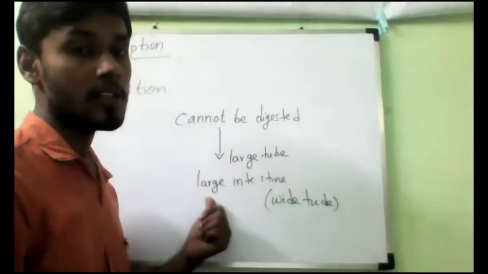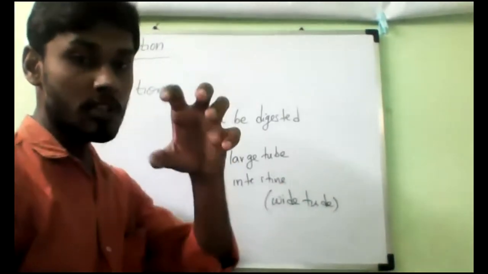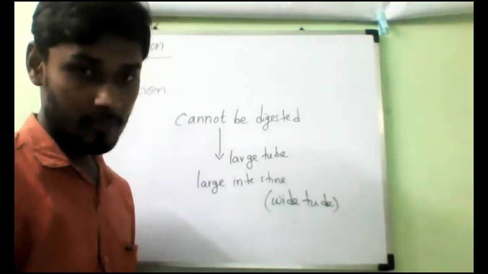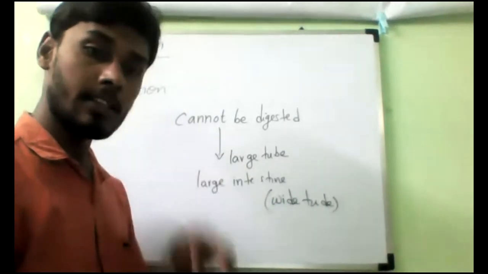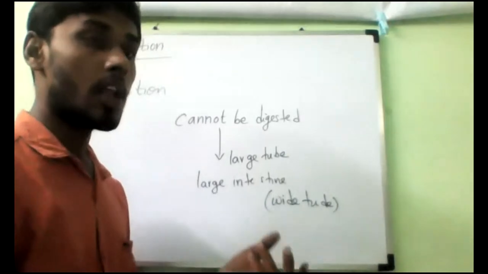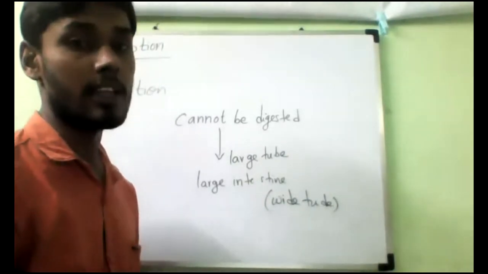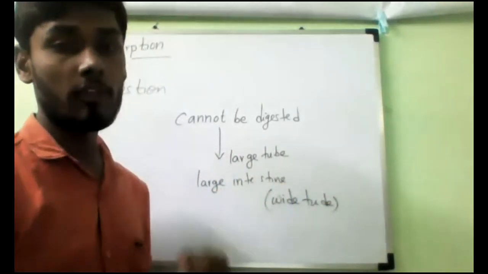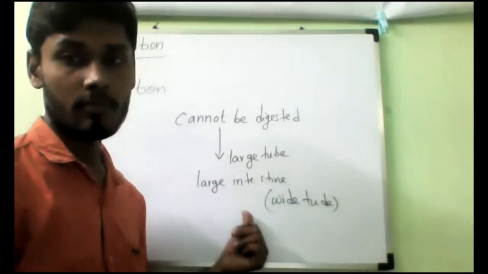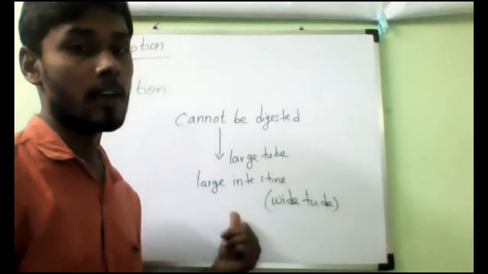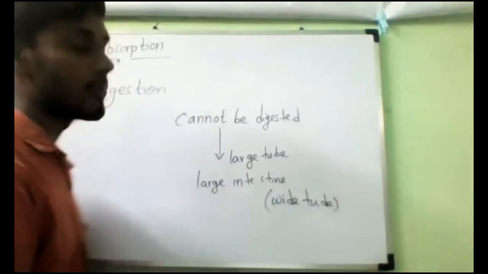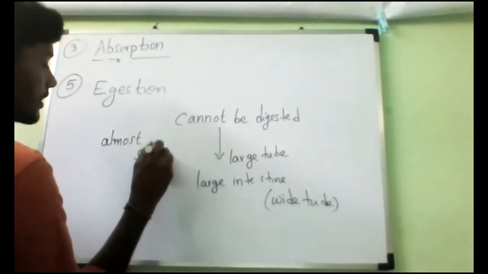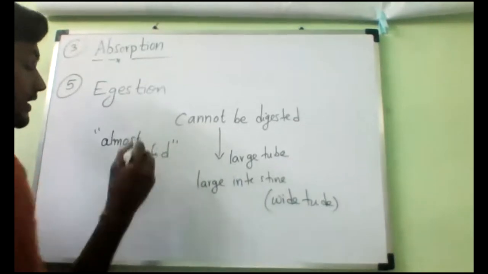Understand? The walls of this large intestine absorb most of the water from the undigested food with the help of villi. So the large intestine also contains villi. The use of these villi is that they absorb the water from the undigested food. So due to this, what will happen? The undigested part of food becomes almost like a solid.